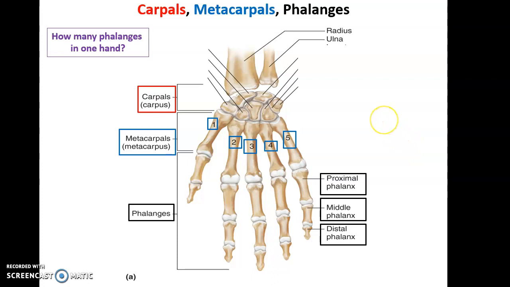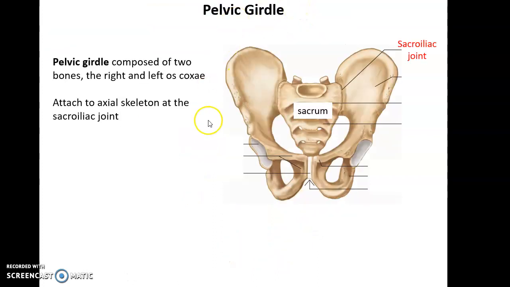It is 14. 14. You might have thought 5, but I'm not asking how many fingers. I'm asking how many bones make up the fingers. All right, moving on to the lower portion of the body.